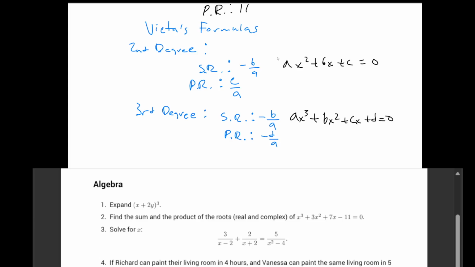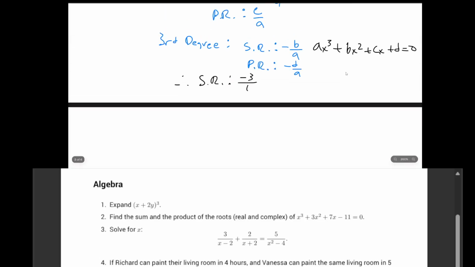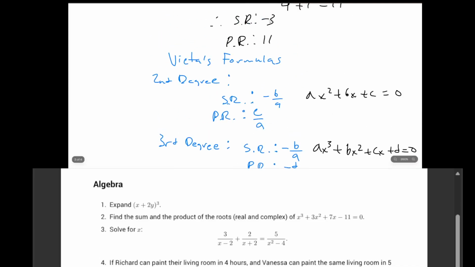So applying Vieta's formula to the third degree, because we're given x cubed plus 3x squared plus 7x minus 11, which is third degree, the sum of roots would just be negative b, here negative 3, over a, which is 1. The product of roots here is then negative of negative 11 over 1, which equals 11. And that's what we got up here, negative 3 and 11.